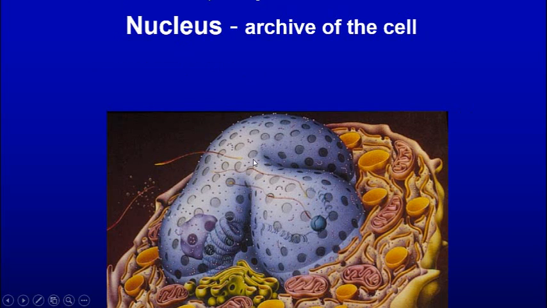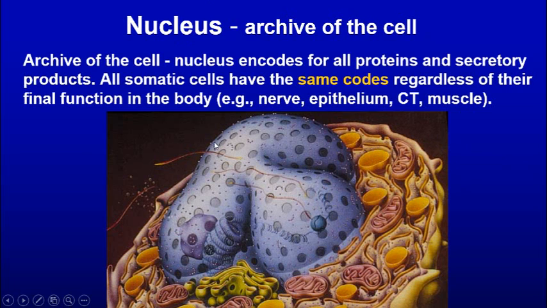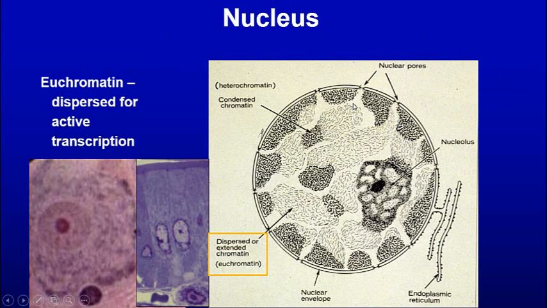Here we see the nucleus of a cell, the various organelles, the cell membrane there, nuclear pores in through there. You see ribosomes on the outer component of the nuclear envelope. You can see the coiled DNA inside. It's the archive of the cell. The nucleus encodes for all proteins and secretory products of all the cells in the body. All somatic cells have the same codes regardless of whatever function, nerve, epithelium, connective tissue, muscle, they all have the same information inside there. What's different is the expression of them that makes a nerve cell different from epithelium.